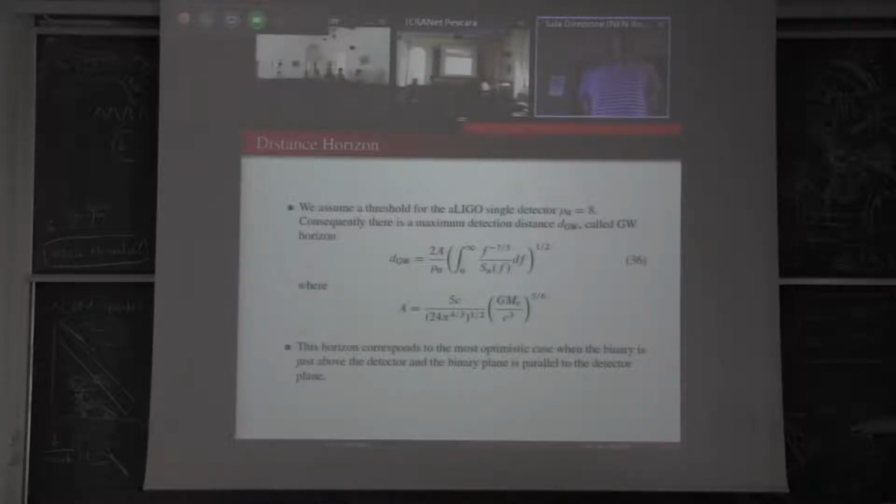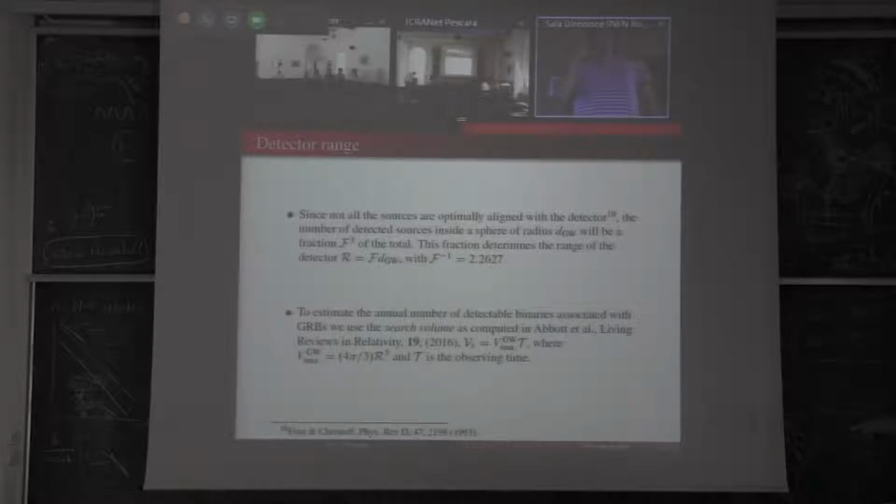Now, this corresponds to the most optimistic case, where the binary is just above the detector and optimally oriented, but this is very optimistic. So we have to estimate what fraction of binaries are inside a sphere of radius equal to the horizon. This fraction determines the true number of binaries that can be detected. And this fraction is parameterized with the range of the detector, defined as the fraction times the horizon. Now with this number, you can estimate the number of annual detections of binaries with the detectable volume, with this ratio, and also with the study time.